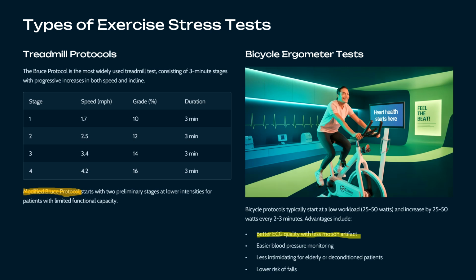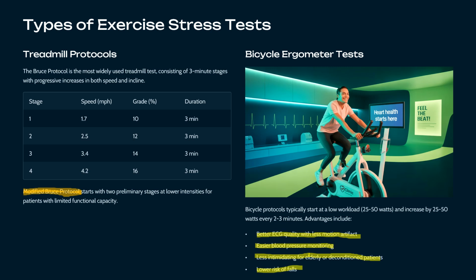But this is not true in case of the bicycle ergometer, because the person is sitting on the ergometer and doing the test. Next, easier blood pressure monitoring. When a person is running, it is difficult to measure the blood pressure. But in the bicycle ergometer test, as you can see, the person is sitting on the bicycle, and if a cuff is tied over here, then you can easily take the blood pressure measurement. Next, less intimidating for elderly or deconditioned patients, and a low risk of falls. So these are the benefits of the bicycle ergometer test compared to the treadmill protocol.